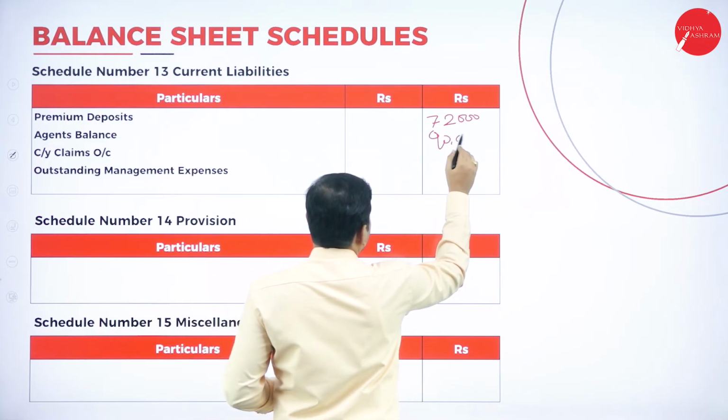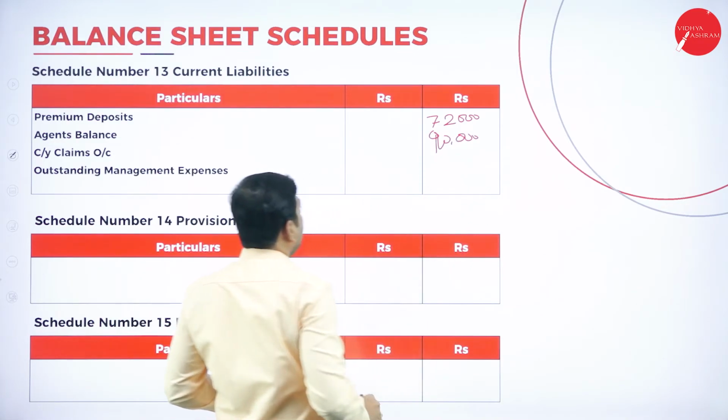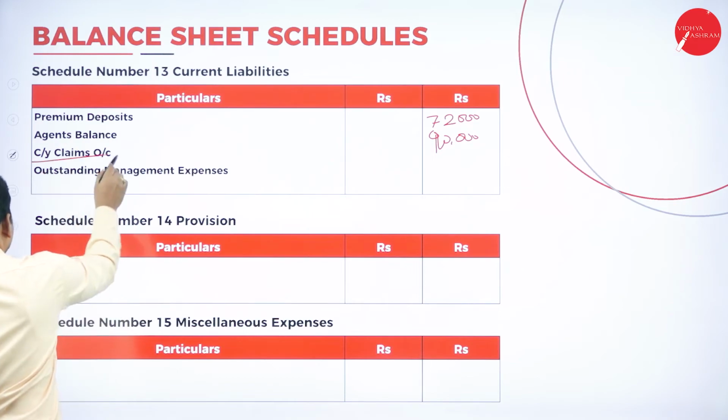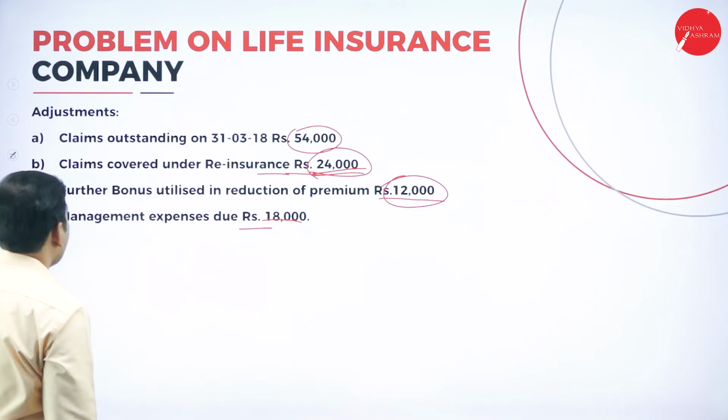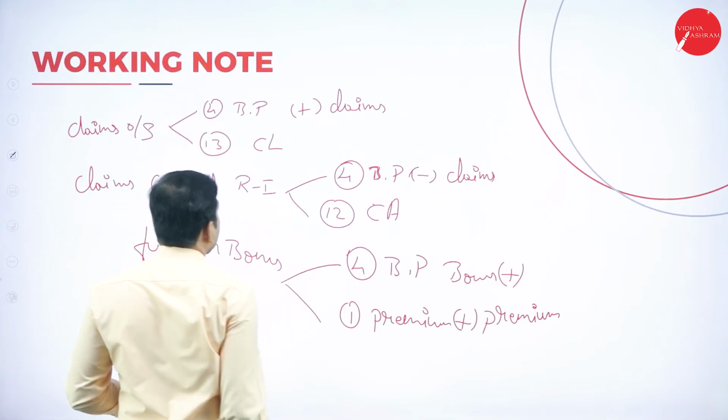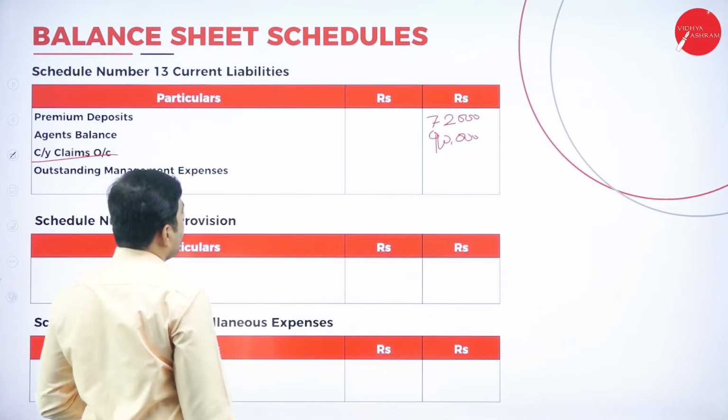90,000. Next item is claims outstanding for the current year. So let's look at the adjustment we are having in the claims. Current year claims outstanding is 54,000.